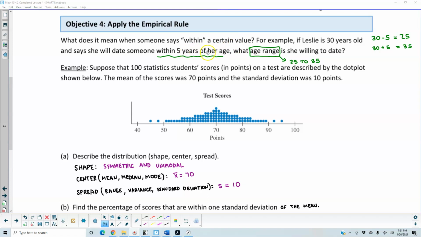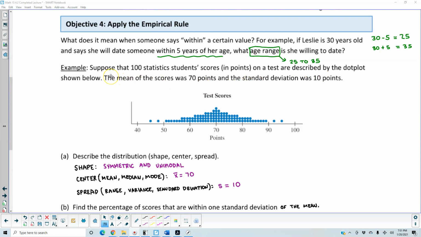Well, if it's within 5 years and she's 30, we take 30 minus 5, which is equal to 25. We take 30 plus 5, which is equal to 35. So the age range that she's willing to date is going to be between 25 and 35.